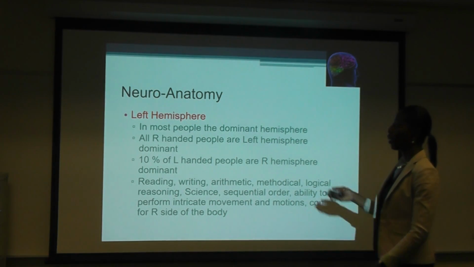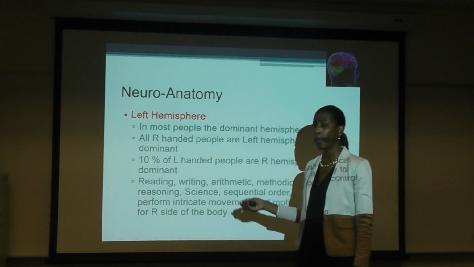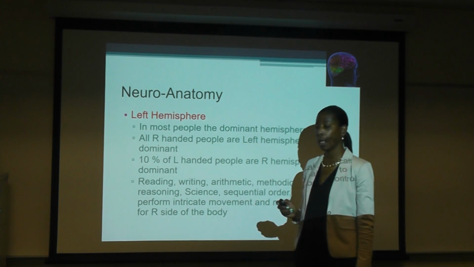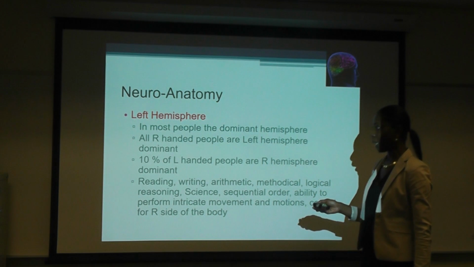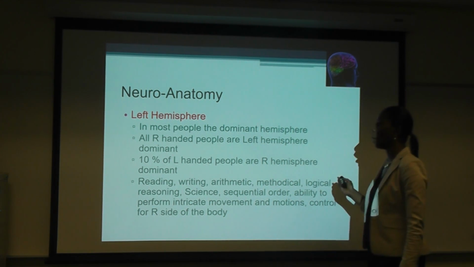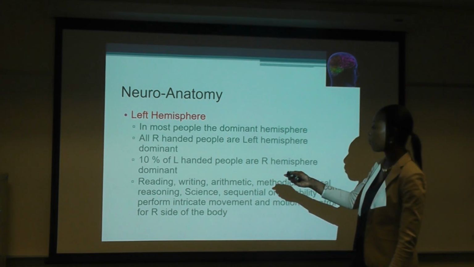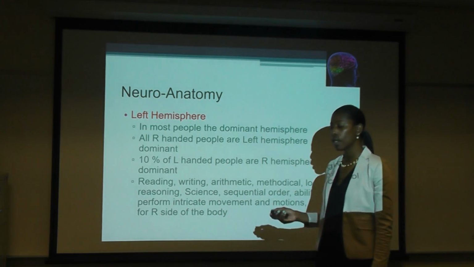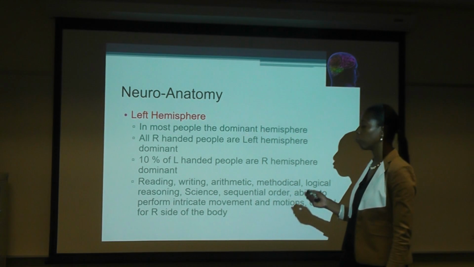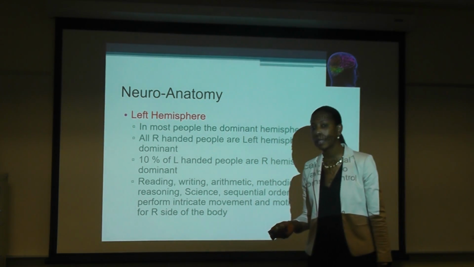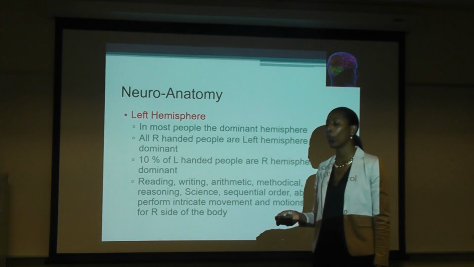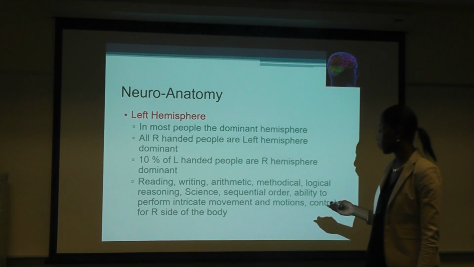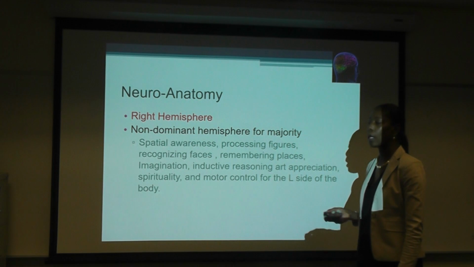Okay, so the left hemisphere. We said that the left hemisphere, for most people, is the dominant hemisphere, and it controls movement for right-handed people. It is responsible for reading, writing, arithmetic, sequential order, science. All your analytical thinking is housed in the left hemisphere, and movement for the right side of the body.